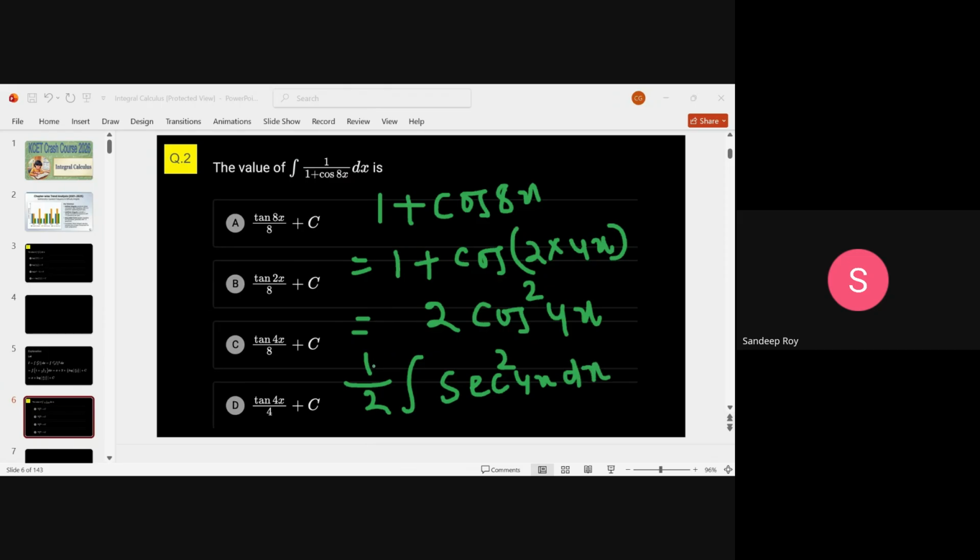Now secant square 4x will be easy to integrate. That will be tan 4x by 4, right? You can assume 4x as t, then proceed, or you can do it directly. So finally, the value will be 1 by 2, the constant outside, and tan 4x by 4 plus c. Next step, you multiply 2 and 4 in the denominator. So the final answer will be 1 by 8 times tan 4x plus c. So that is the answer.